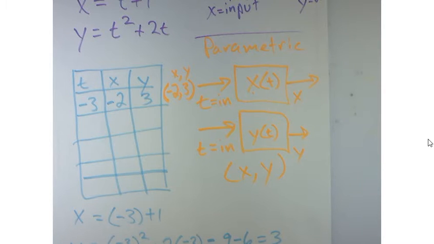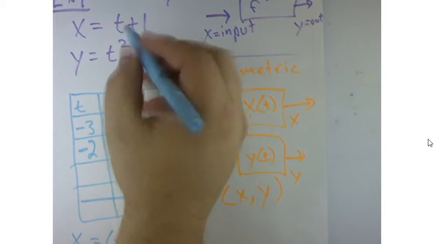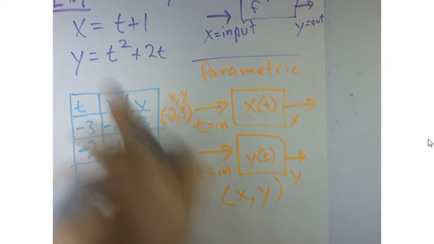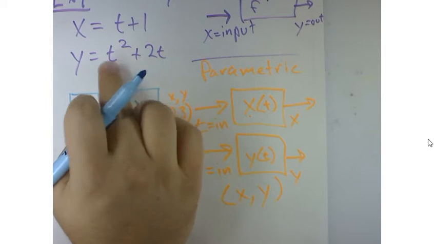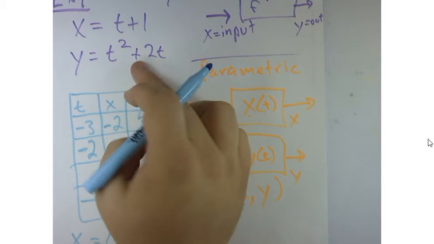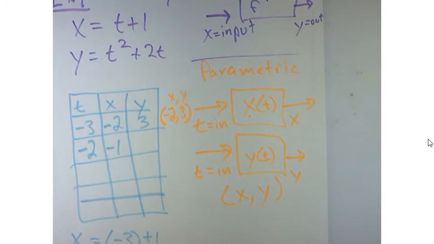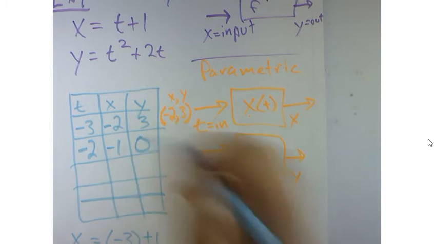So let's plug in a couple more values. So if I plug in -2, I'm going to take -2 and add 1 to it, so x becomes -1. If I plug in -2 for y, I get -2 squared, which is 4. And then I've got 2 times -2, which is -4. So that ends up becoming 0, right?